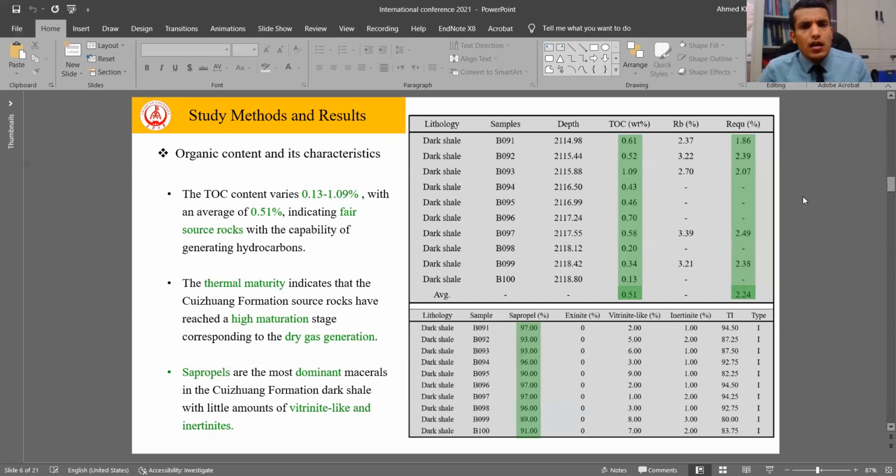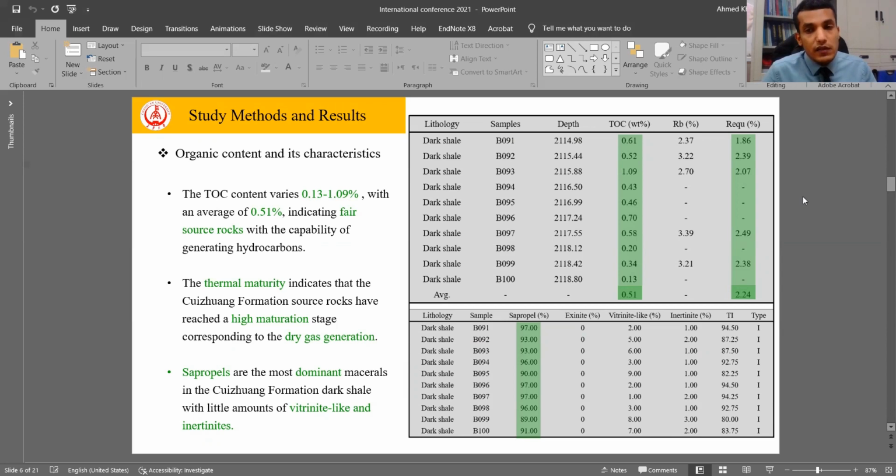So starting by the organic geochemistry of the Cuizhuang formation. By the total organic carbon, TOC, we can say it ranges from 0.13 to 1.09 with an average of 0.51. This indicates that the Cuizhuang formation is a fair source rock, and also has a capability of generating hydrocarbons.